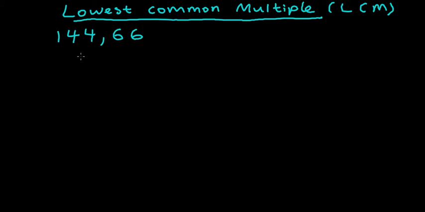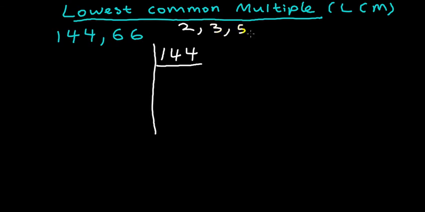Okay, first of all, we'll find the prime factorization of the two numbers. Let's start with 144. Draw a line down, then draw a line below the number you want to divide. You divide by prime numbers. The first six prime numbers are 2, 3, 5, 7, 11, and 13. There are other prime numbers, but these are the first six.